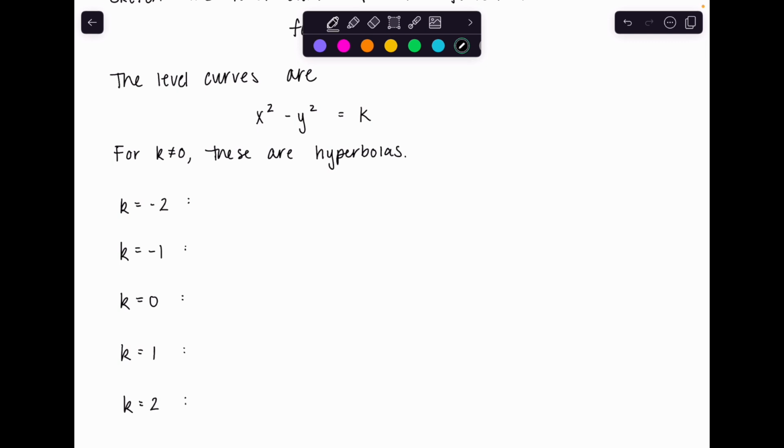Starting with -2, that gives us x squared minus y squared equals -2. And just flipping that, it's really y squared minus x squared equals +2. Since the y squared is positive, that's telling you it's going to open in the y direction. When k equals -1, really same thing. X squared minus y squared is -1. Just rearranging these by multiplying by -1 gives you this. So these two open along the y-axis.